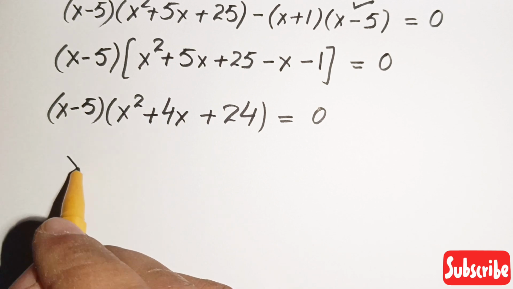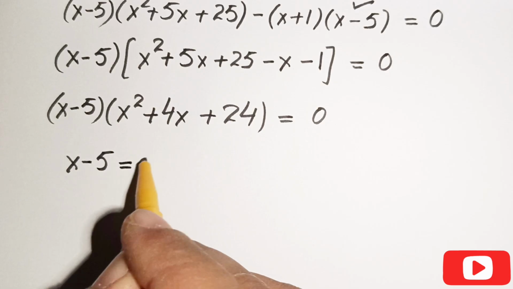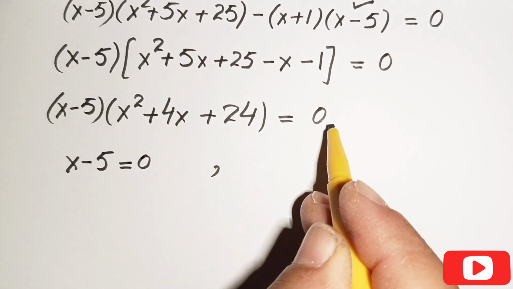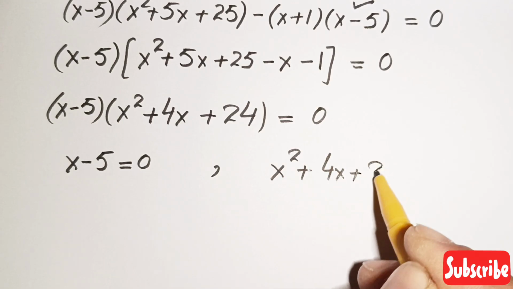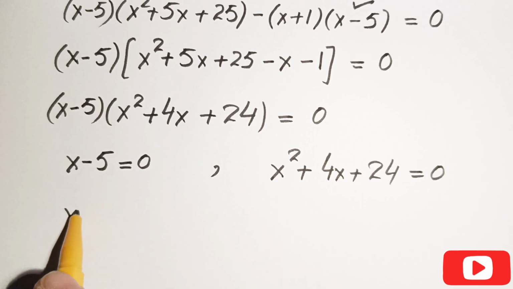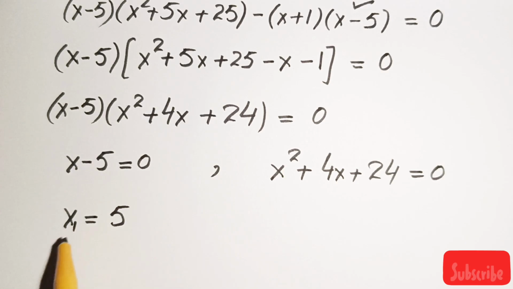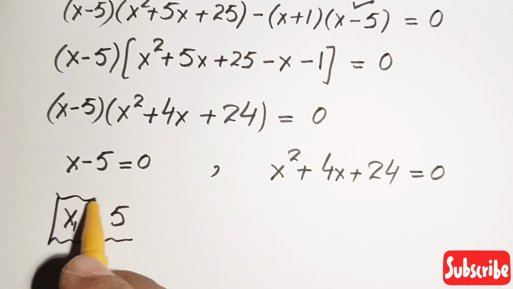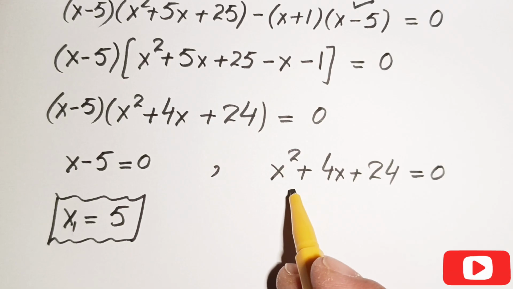Now we have two possible cases here: x minus 5 is equal to 0, and the other factor is also equal to 0, which is x squared plus 4x plus 24 is equal to 0. Here x is equal to, shifting minus 5, we get plus 5, so we have the first value of x, which is 5, it is a real value. The other is a nice quadratic equation.